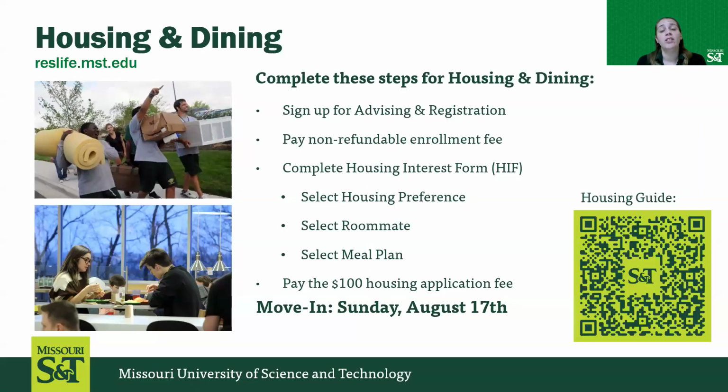In terms of housing, what a student is going to need to do to get housing is sign up for advising and registration, like I mentioned, and pay that non-refundable enrollment fee. They need to complete that housing interest form. On that form, they are going to select their housing preferences. They're going to rank their residential halls and select their roommate. If they know who they want to room with, both people do need to select each other.